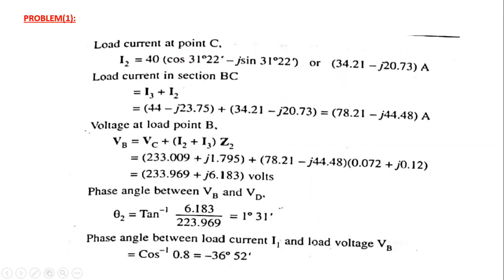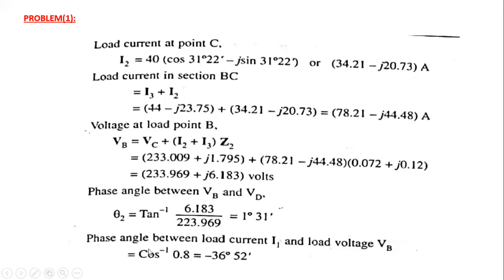Next we calculate the phase angle between VB and VD. Then theta 2 is equal to tan inverse of 6.183 by 233.969. This is the theta 2 value.